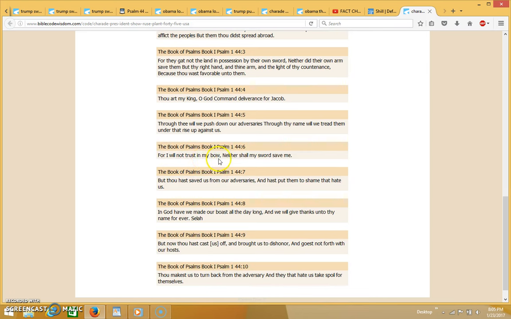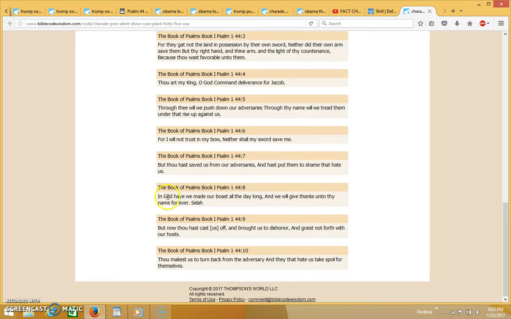For I will not trust in my bow, neither shall my sword save me. But thou hast saved us from our adversaries, and hast put them to shame that hate us. In God have we made our boast all the day long, and we will give thanks unto thy name forever. But now thou hast cast us off and brought us to dishonor, and goest not forth with our host. Thou makest us to turn back from the adversary, and they that hate us take spoil for themselves."